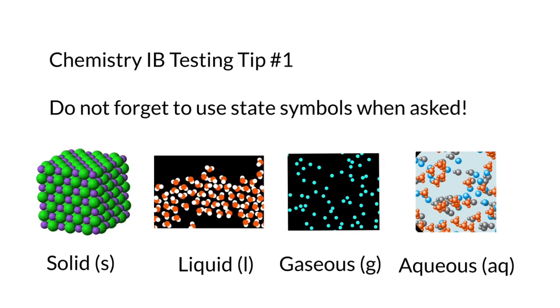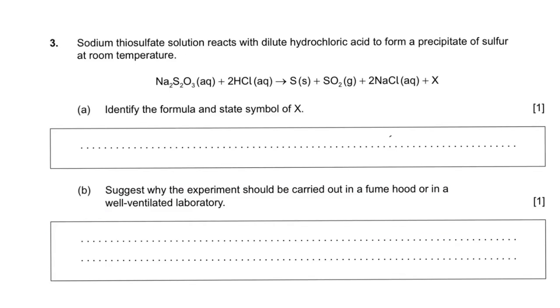Now, normally on the IB chemistry exam, you don't have to worry about state symbols unless they ask you, and I'm going to go over a problem that requires you to write down the state symbol. Here's a problem from the November 16 exam. This is kind of a one-off problem. There's only 2 points involved with it.